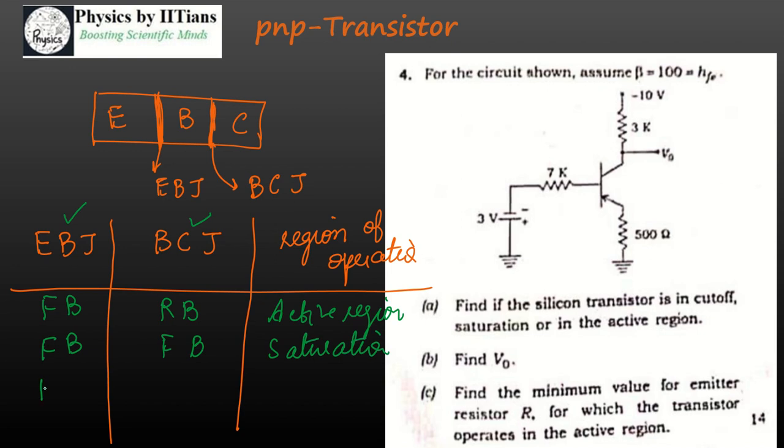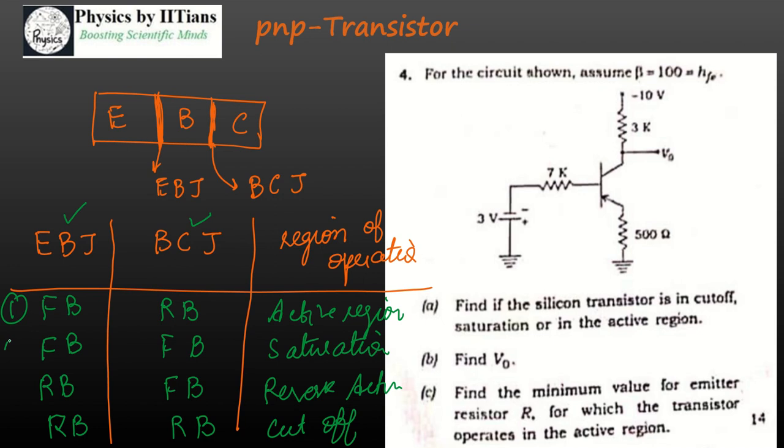Third possibility, the emitter base junction can be reverse biased and the base collector junction can be forward biased. This is the case just opposite to the active region. In the active region, we had forward bias for the emitter base junction and reverse bias for the base collector junction. So we can call it the reverse active. And the last possibility is that both the junctions are reverse biased, and this is called the cutoff region. So these are the four regions of operation for a bipolar junction transistor.